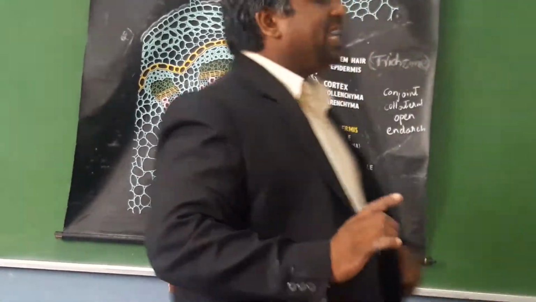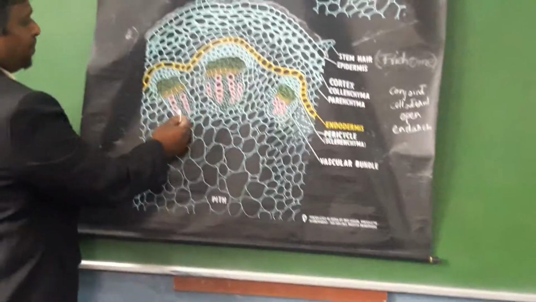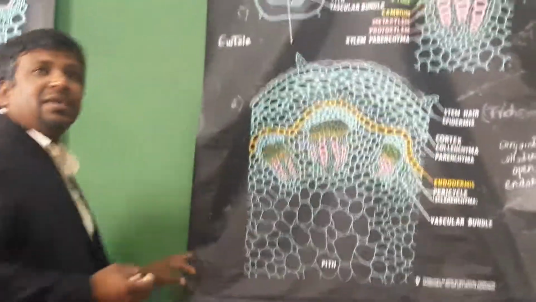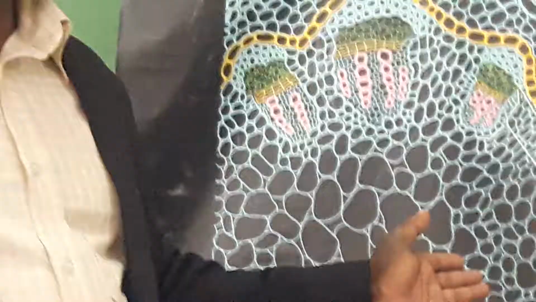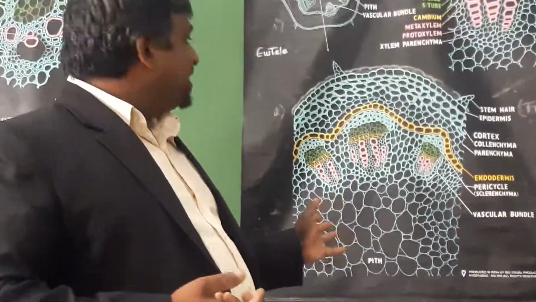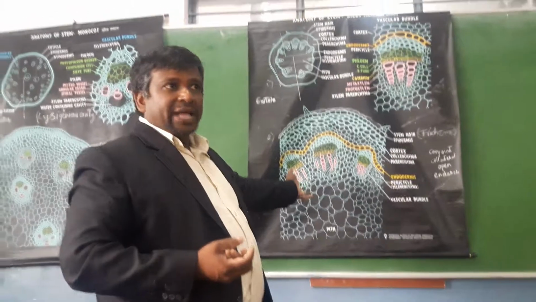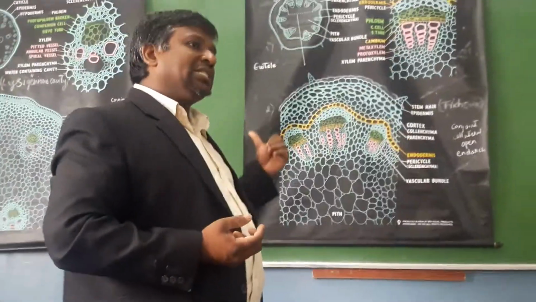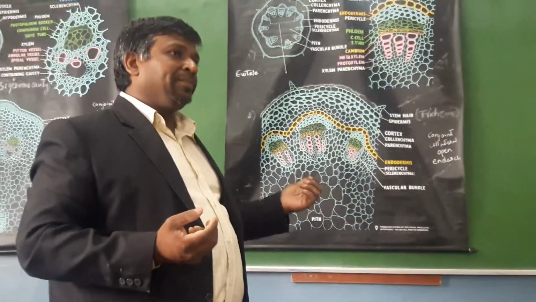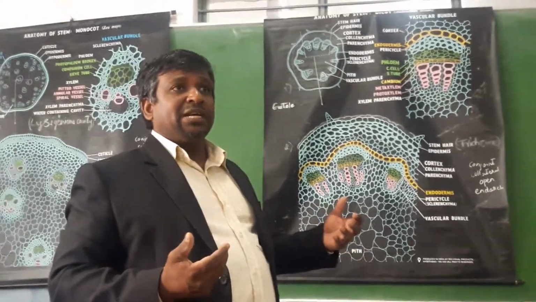Why do we call it endarch? Please look at the protoxylem. Protoxylem is towards the pith. Metaxylem is towards the periphery. That's the reason we call it endarch condition. You can notice that even in the monocot stem. So these are the two things that you have to remember.